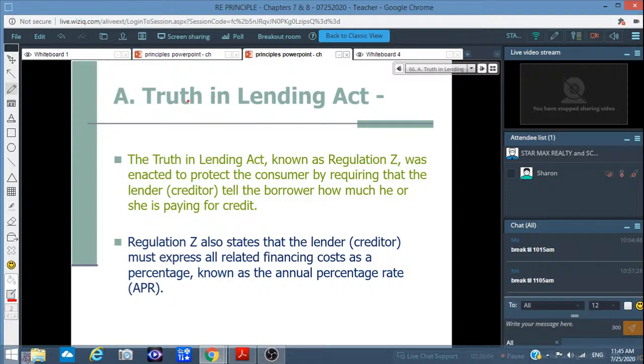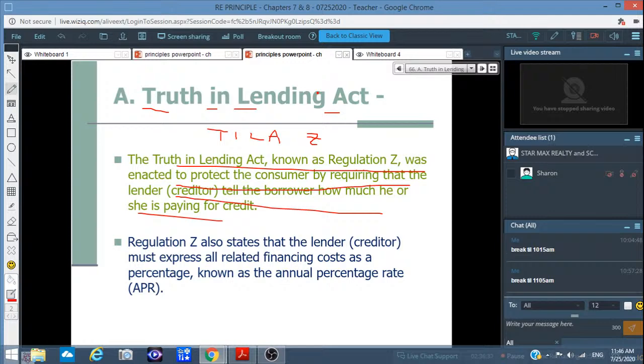Okay, Truth in Lending Act, TILA, okay? T-I-L-A, TILA. Is Regulation Z, okay? Also known as Regulation G, was enacted to protect the consumer by requiring that the lender tell the borrower how much he or she is paying for credit. So it's a law that requires you to disclose all costs to the borrower.